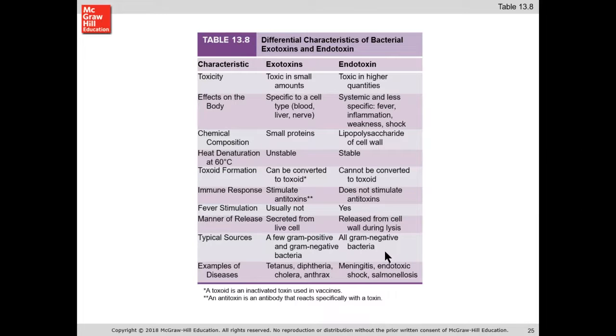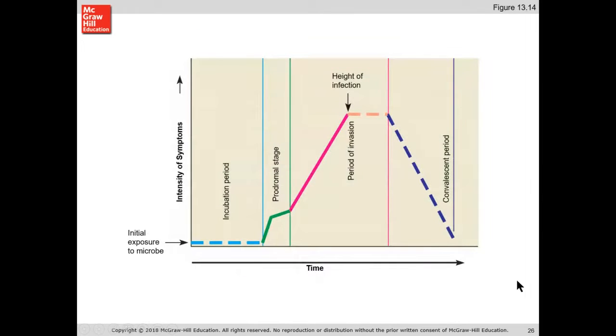And all gram-negative bacteria here are the ones that produce the endotoxins. I don't really test on that, though, so don't worry too much about that. All right, so this is definitely something you should know. You should be able to label this.